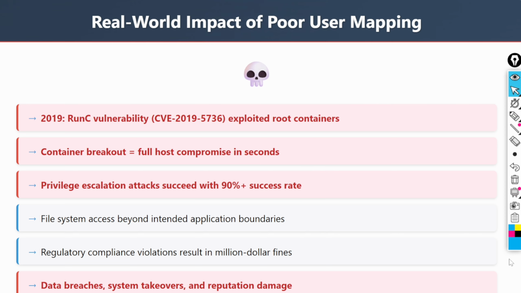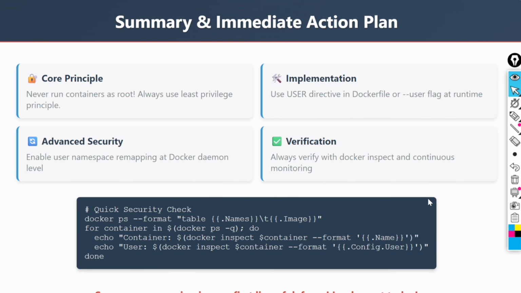Okay, and moving to another slide, which is I think the last slide, where we are going to discuss a summary of whatever we have covered till now, and the immediate action plan. Here we are talking about the core principle. Basically, the core principle was never run a container as root. Always follow the least privilege principle, which means giving a container only the access it absolutely needs, nothing more than this. This is the foundation of your container security wherever and whatever you are implementing.